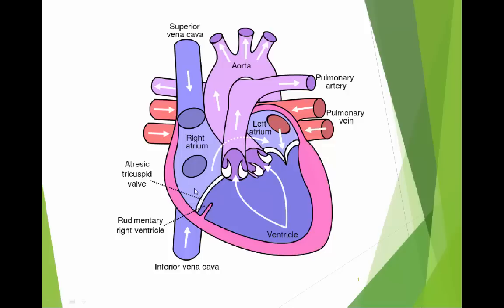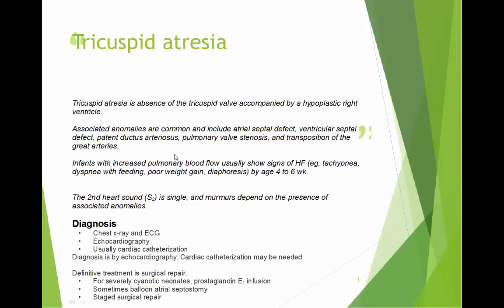Infants with decreased pulmonary blood flow usually have mild to moderate cyanosis at birth, which sometimes increases dramatically over the first several months of life. Associated anomalies are common and include ventricular septal defect or patent ductus arteriosus.